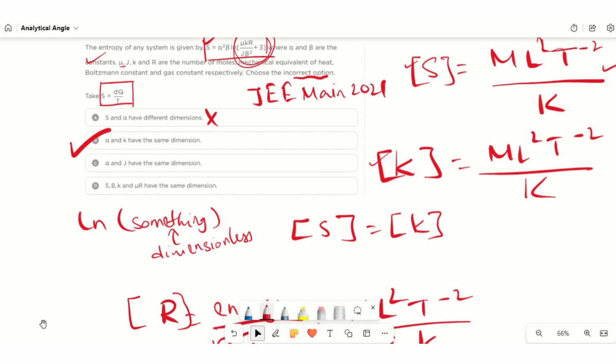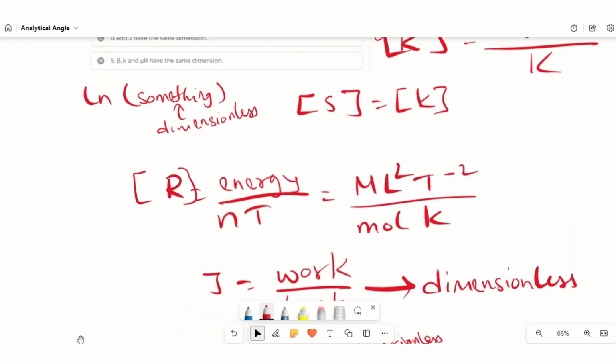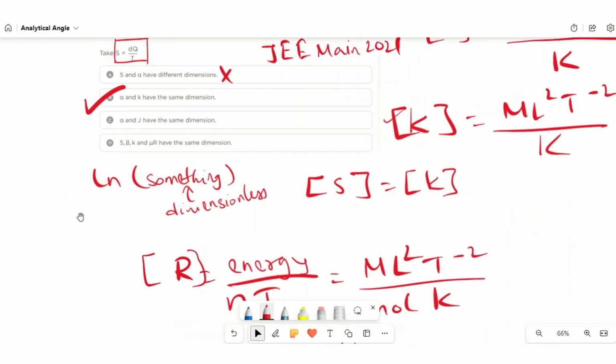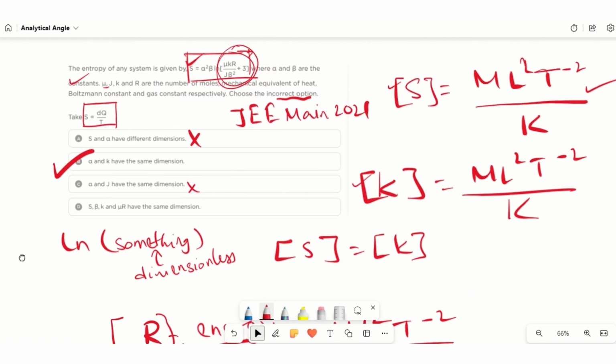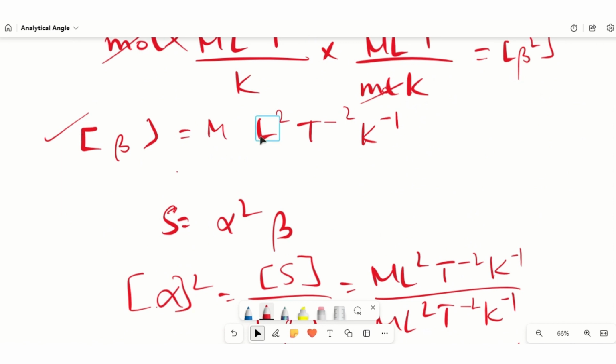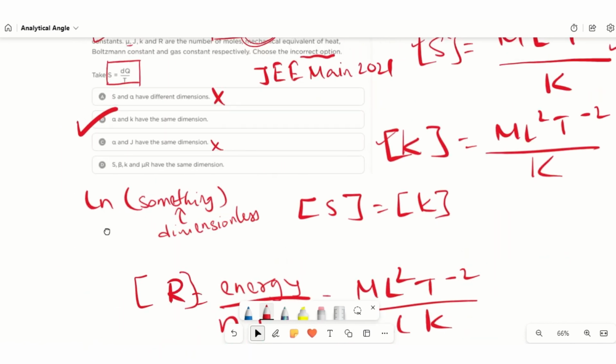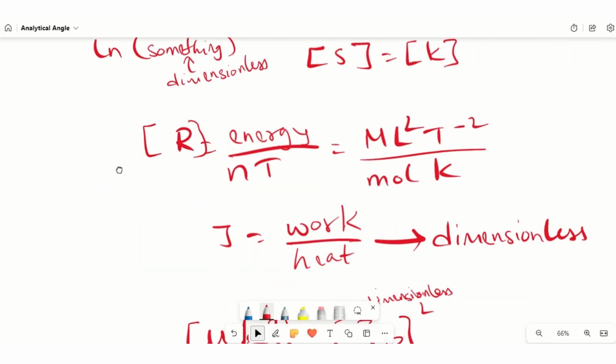Alpha and J have the same dimensions. Alpha is dimensionless, and what was J? J was dimensionless. So this is correct. This cannot be. S, beta, K mu r have the same dimension. S is this one. Beta is M L squared, this one.